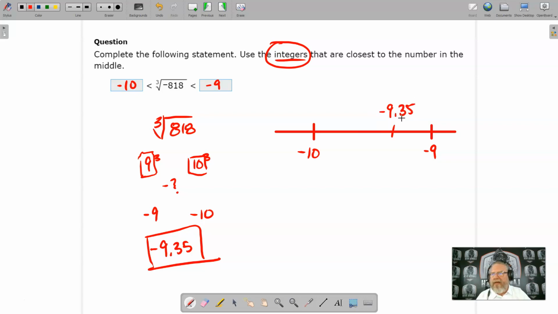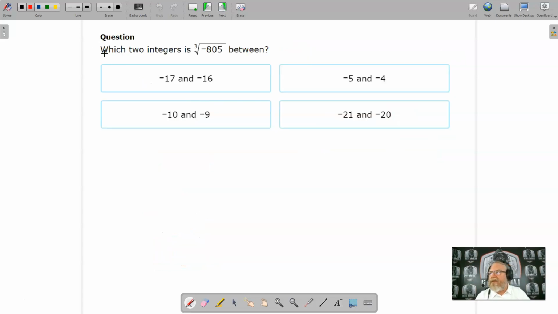So this square root here, or cubed root, I've been doing square roots for a while, so I'm forgetting to say cubed. The cubed root of negative 818 would be approximately negative 9.35. And so that would fall right in between negative 10 and negative 9. On the next one, which two integers is the cubed root of negative 805 between?